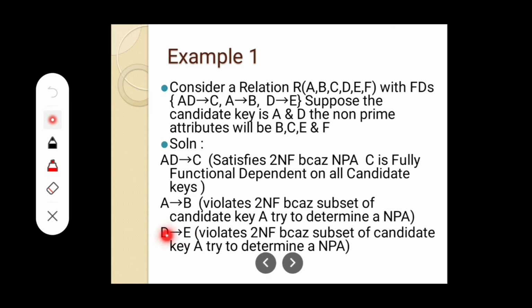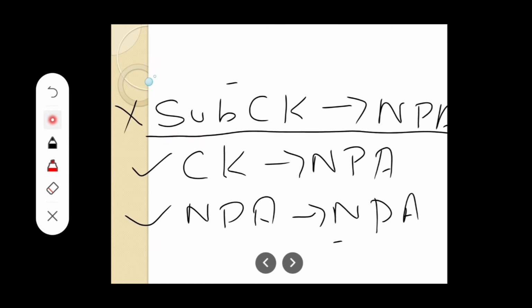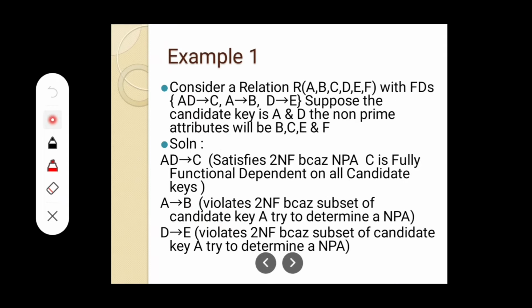What is D? D is also the subset of the candidate key. That is determining E. What is E? E is a non-prime attribute. Okay, so a subset of the candidate key determines non-prime attribute. This is also false. So these two conditions violate 2NF because the subset of the candidate key tries to determine a non-prime attribute. Okay, clear?